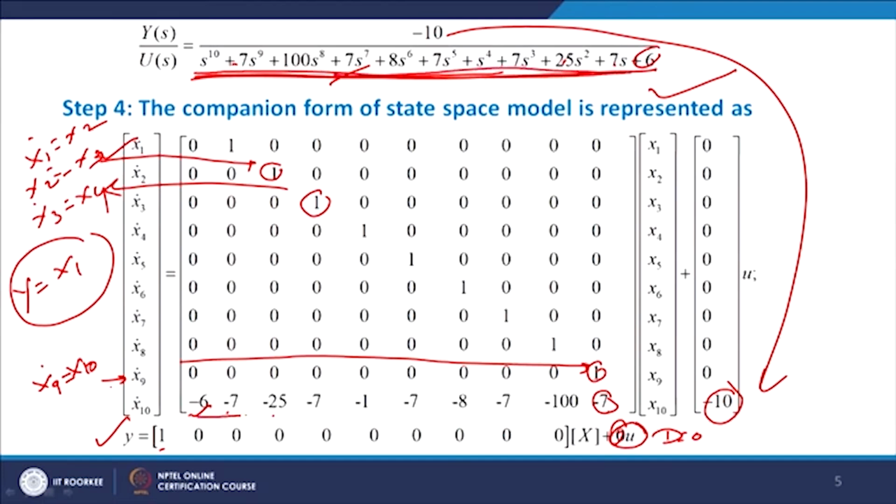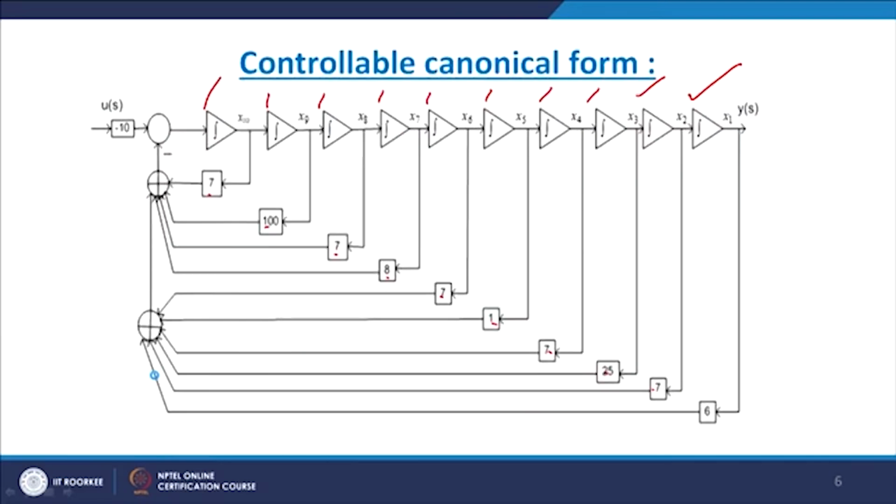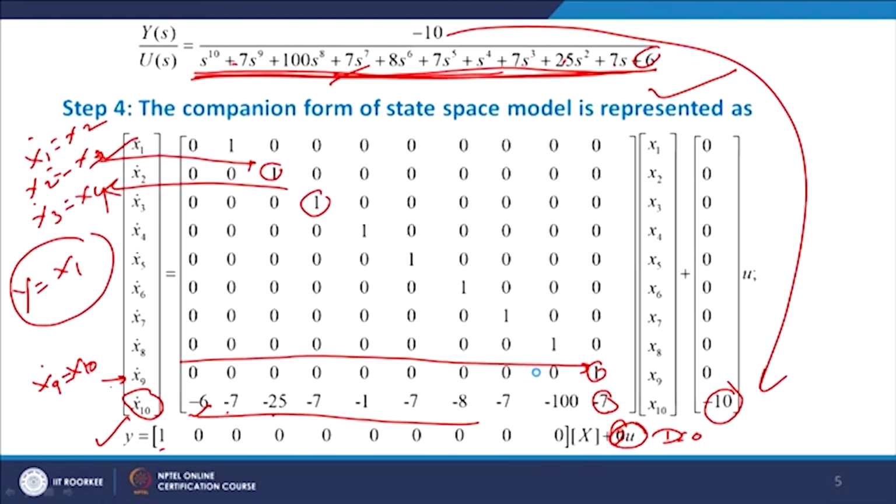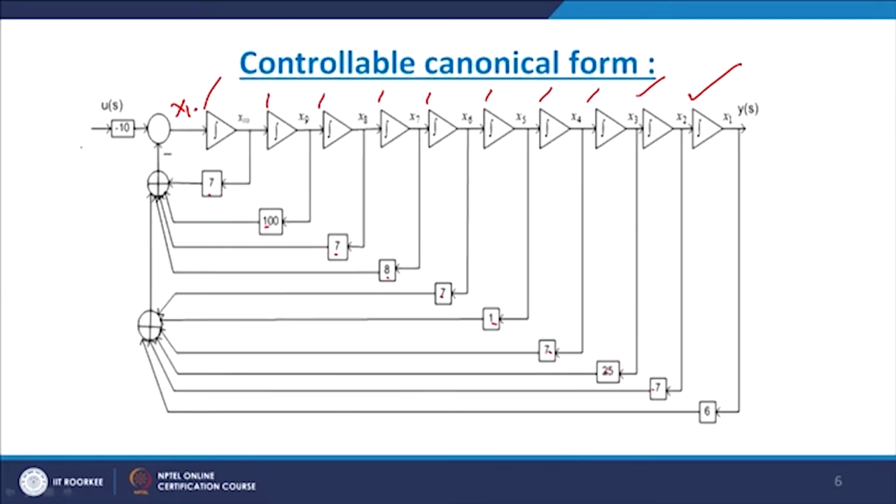See here, we have represented it like this. This corresponds to x10 dot, so x10 dot equals 7 x10, 100 x9 and so on. And what about this, y equals x1, which we have shown. About u, x10 dot equals minus 10 into u. So it has been shown like this.